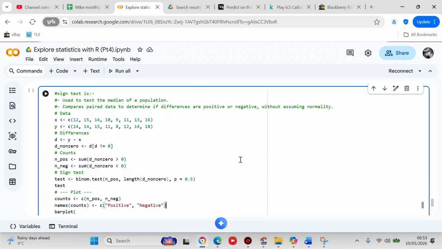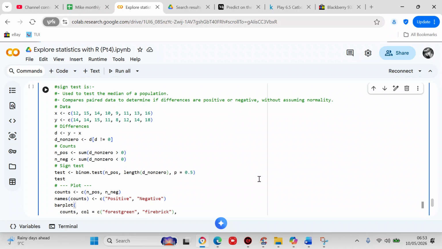And then you've got d_nonzero, which becomes D in square brackets D not equal to 0, so that you're kind of filtering it out. And then you've got d_nonzero, and then you've got counts. So npos becomes sum of d_nonzero greater than 0, and nneg becomes sum of d_nonzero less than 0. And then we're going to carry out the sign test on this data.